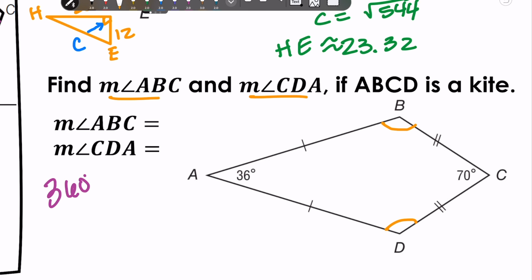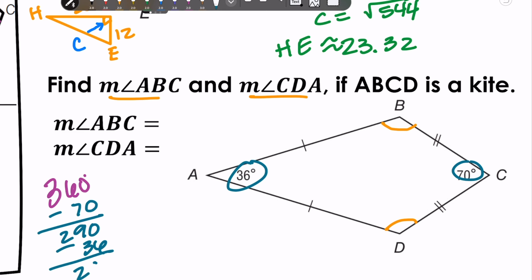And because these two are congruent, we can just do our math easy. So really quickly, what we're going to do is subtract both of these from 360. That gets me 290 minus 36, which gets me 254. Well, 254 is the sum of both of these. So 254 divided by 2 is going to get me the measure of both angle ABC and CDA. And that gets me 127 degrees.